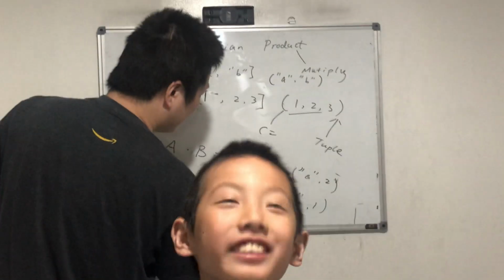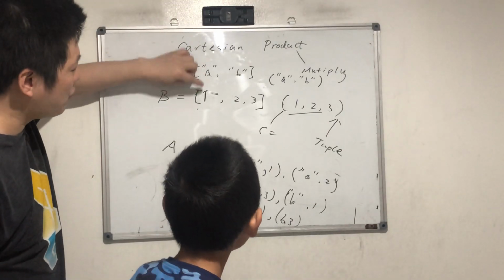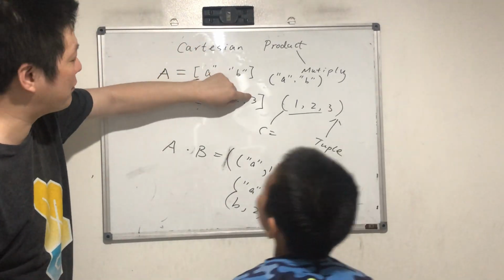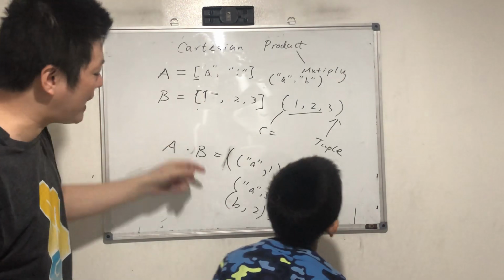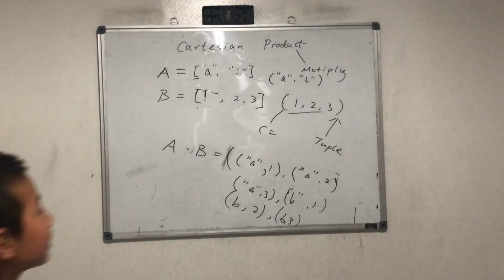So what does it mean? Look, it's A1, A2, A3. This is the Cartesian product with B1, B2, B3. All these are written in tuples, right? Does it make sense? Can you tell me what's the Cartesian product?